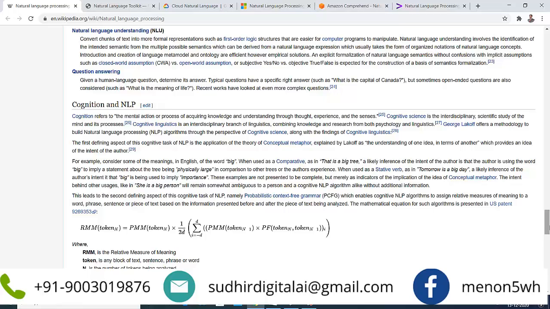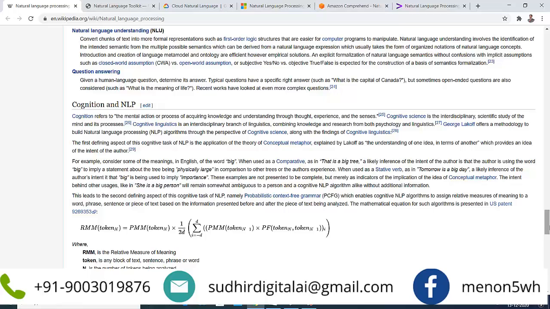So cognitive science is the interdisciplinary scientific study of the mind and its processes, right? Now cognitive linguistics is an interdisciplinary branch of linguistics combining knowledge and research from both psychology and linguistics. If you see George Lakoff, if you have not read him, he offers a methodology to build NLP algorithms through the perspective of cognitive science along with the findings of cognitive linguistics. So this is a very important area of trying to relate NLP with the way the human is thinking, experiencing and using his senses.